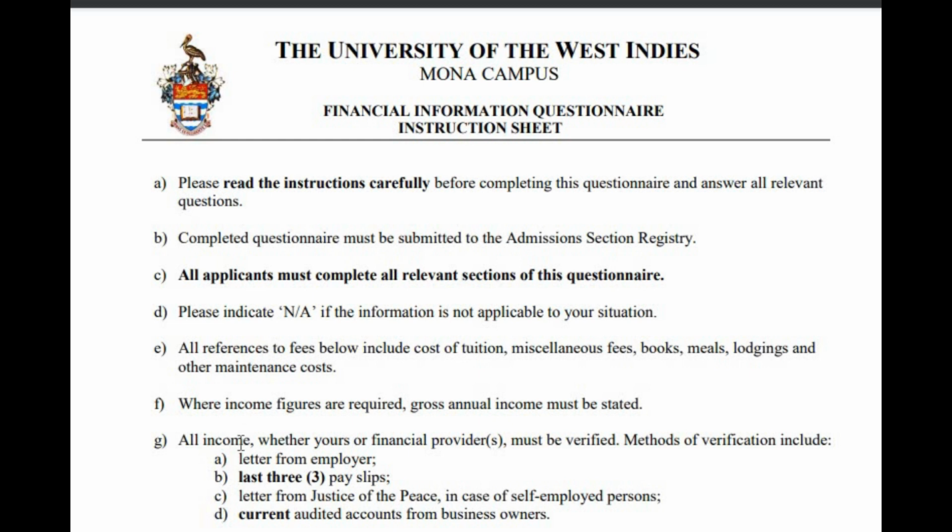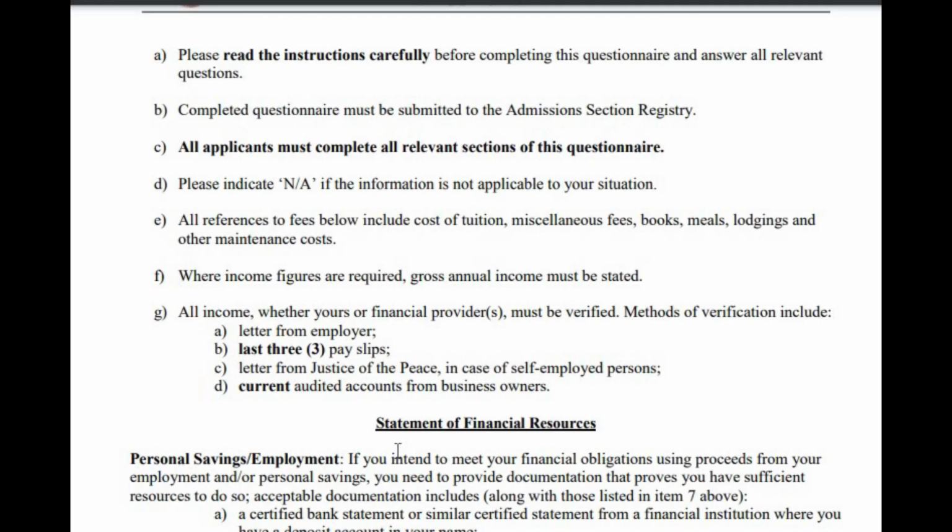And G says all income, whether yours or financial providers', must be verified. And in order to verify, these are some methods. You can get a letter from your employer if you're employed and paying your own tuition. You can bring in your last 3 pay slips, a letter from the Justice of the Peace in the case of a self-employed person, so you have your own business, and current audited accounts from business owners. So if these apply to you, these are the references you're going to bring to show, yes, I can pay my tuition, these are my sources, this is what I'm going to use.